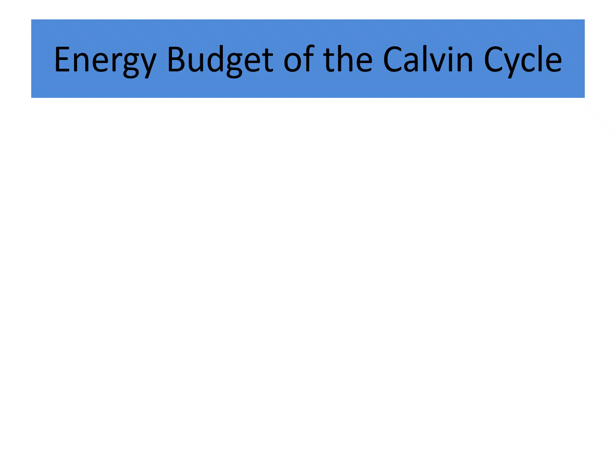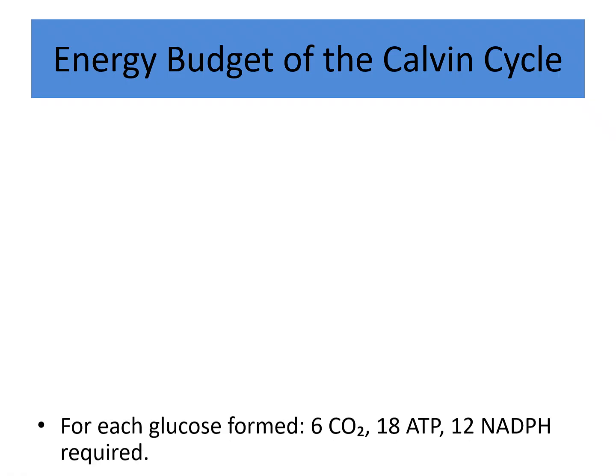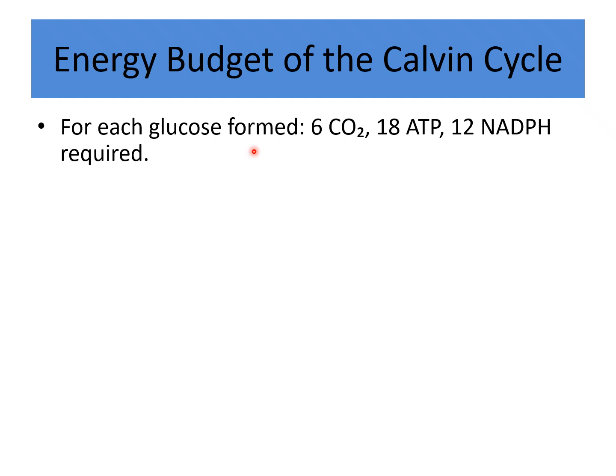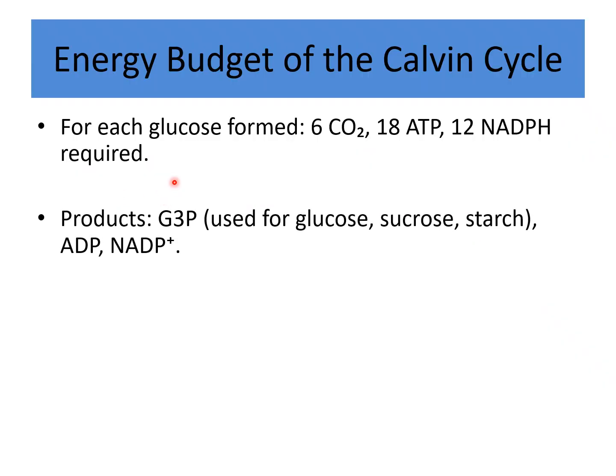Now let us understand the energy budget of the Calvin cycle. For each glucose formed, 6 CO2 molecules, 18 ATP and 12 NADPH are required. The products of dark reaction include glyceraldehyde 3-phosphate. This is used for glucose, sucrose and starch production, and along with this glyceraldehyde 3-phosphate, ADP and NADP are also produced.